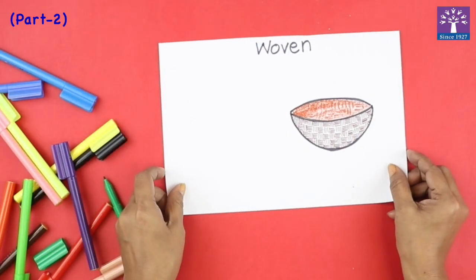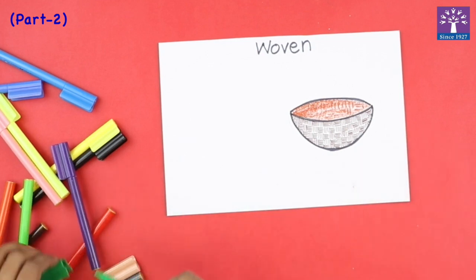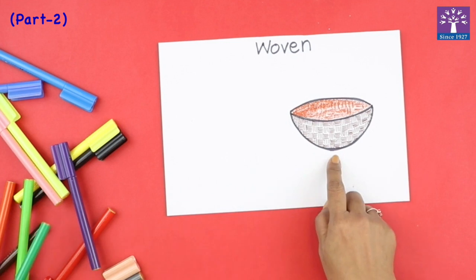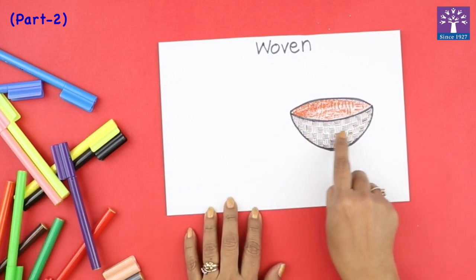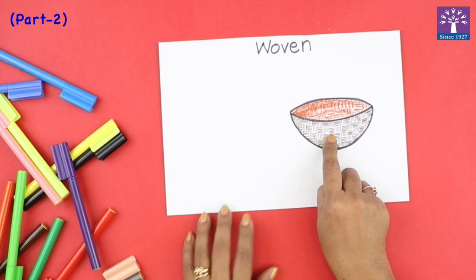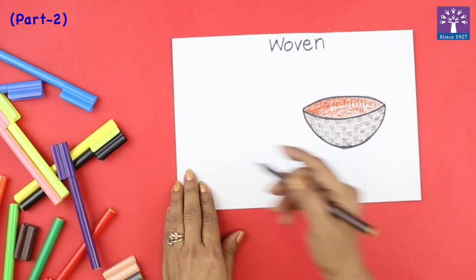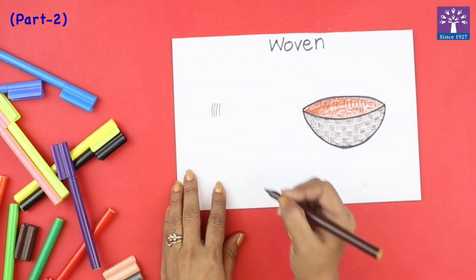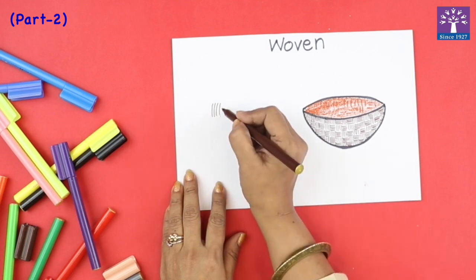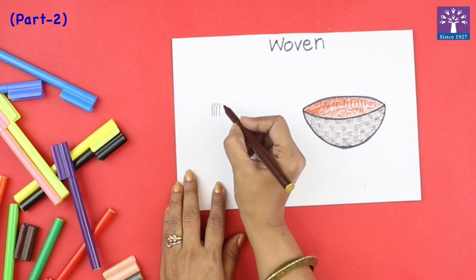The next texture is a woven texture. Now this is a basket and I have created a woven texture, a texture that is showing weaving in a basket. Very easy. Just draw 3 to 4 strokes which are standing. Now I have created slight curve over here.